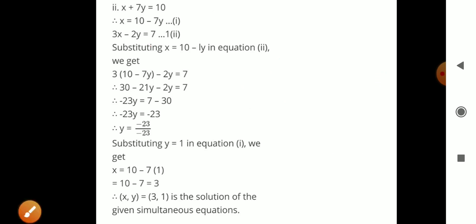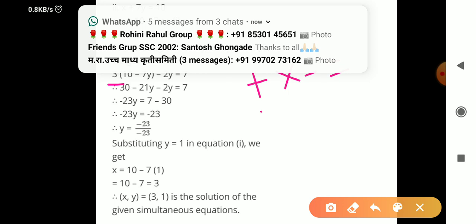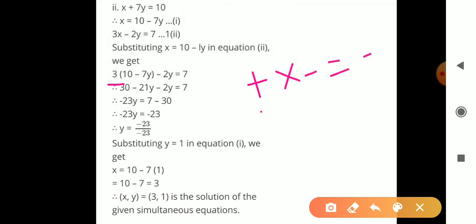Then we have to solve this. So 3 into 10 becomes 30, and the sign of 3 is plus, and the sign of this 7y is minus. So plus into minus, we know plus into minus is minus. So here minus, and 3 into 7 is 21, so minus 21y, minus 2y as it is, and equal to 7. This is also as it is.